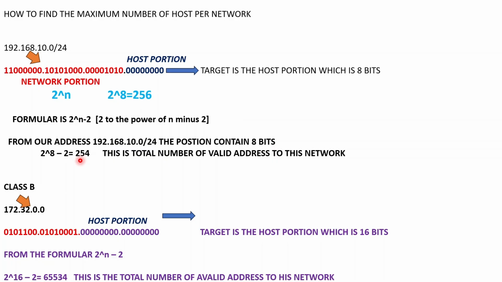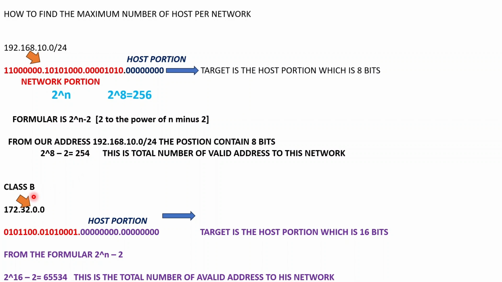So our network devices will start from 192.168.10.1, 2, 3 up to 254. Those will be the valid addresses that will be assigned to our network. Then let us move to class B network.